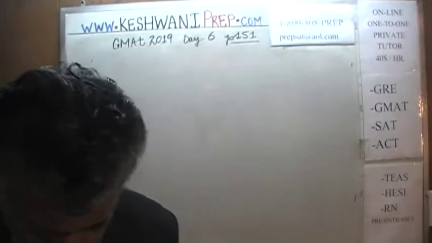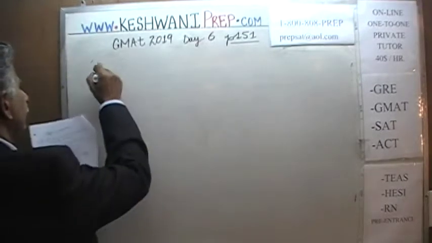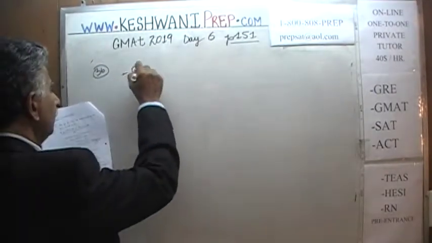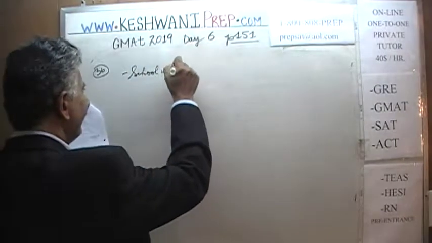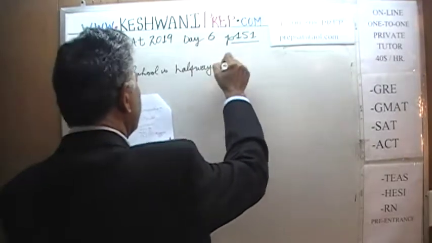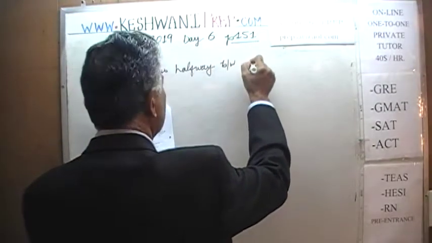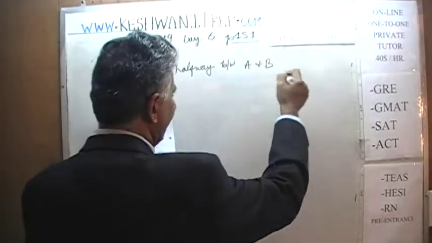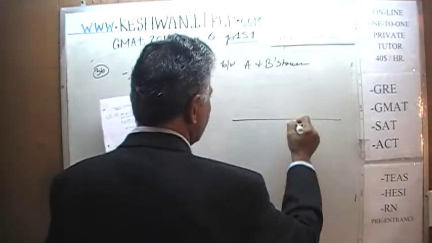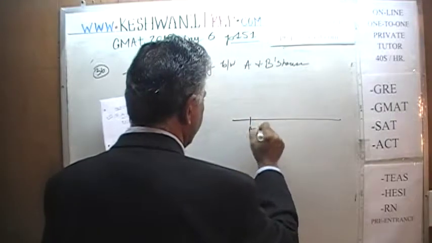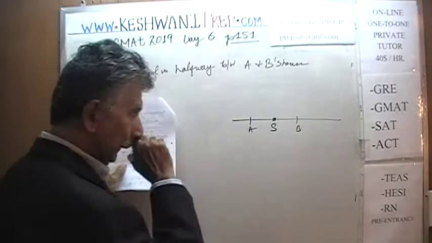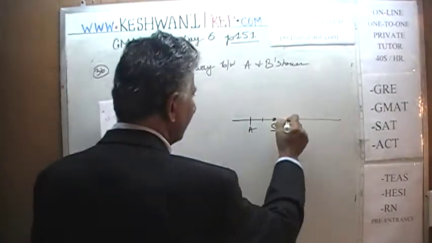Let's do 36. In 36, we are told that school is halfway between A and B's house. So let's do that. Let's put down A, let's put down B, and put the school halfway. Right here is the school. This distance is equal to that distance.